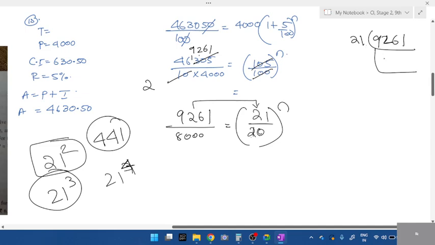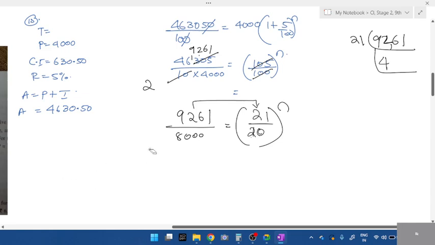Or try this, students. First factorize this. 21 goes 4 times. Yeah, divide. Factorize 9261 using 21 times. Also take 8000. Which one is easy to divide? 8000 with 20 or 9261 with 21? First tell me that. Which is easy? Yes, try this. Take this. How many times does it go?